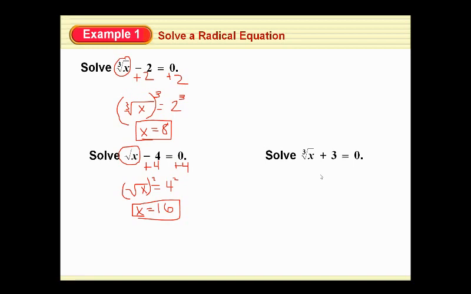You should have solved this one on your own. I'm going to subtract 3 on both sides. This goes away, and I end up with the third root of x equals negative 3. Now I'm going to start messing with that radical. I'm going to raise this to the third power. I'm going to raise this to the third power. That exponent 3 gets rid of the root 3, so I end up with x equals negative 27.